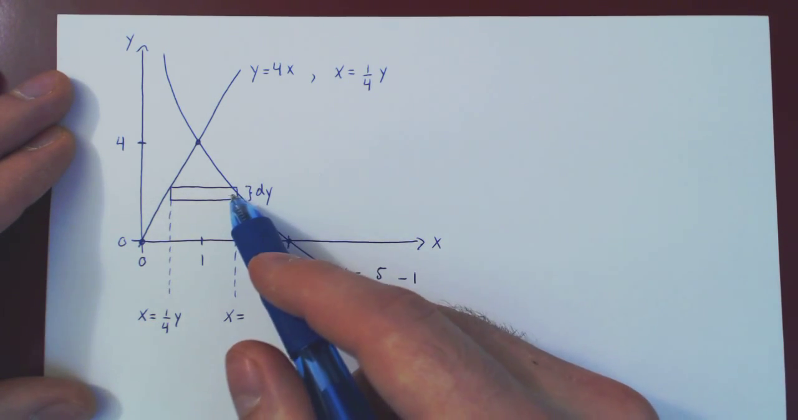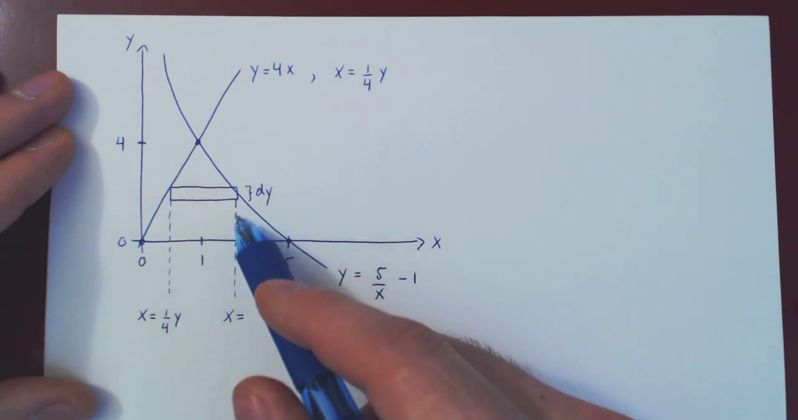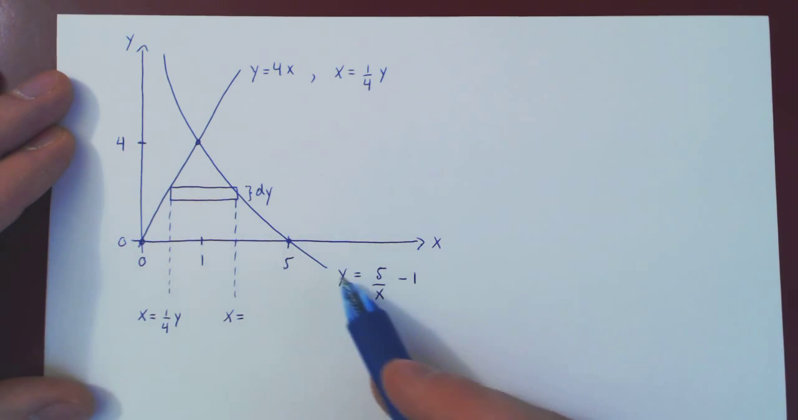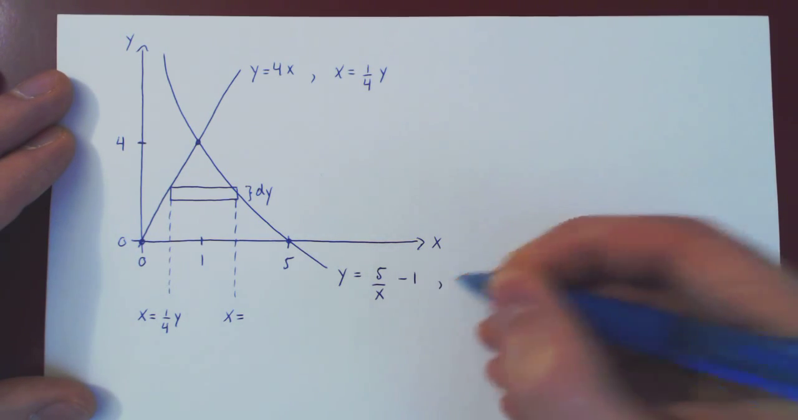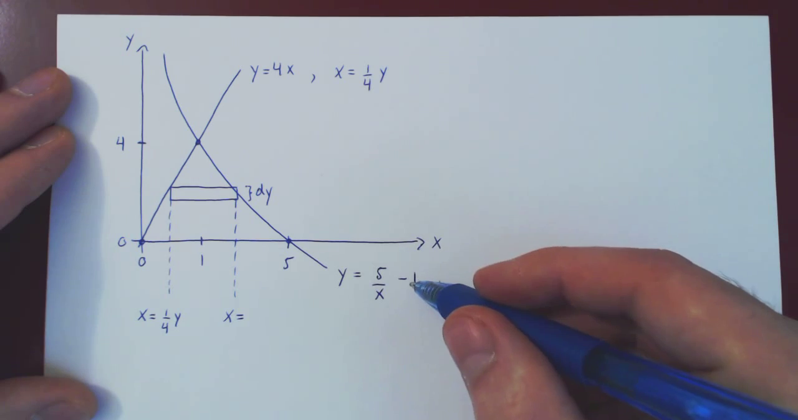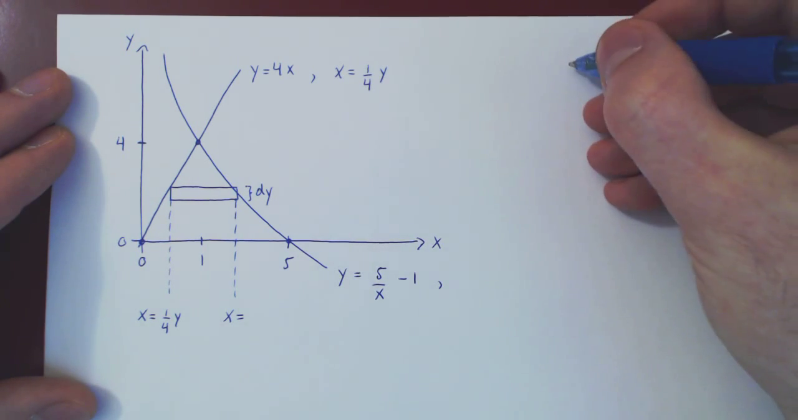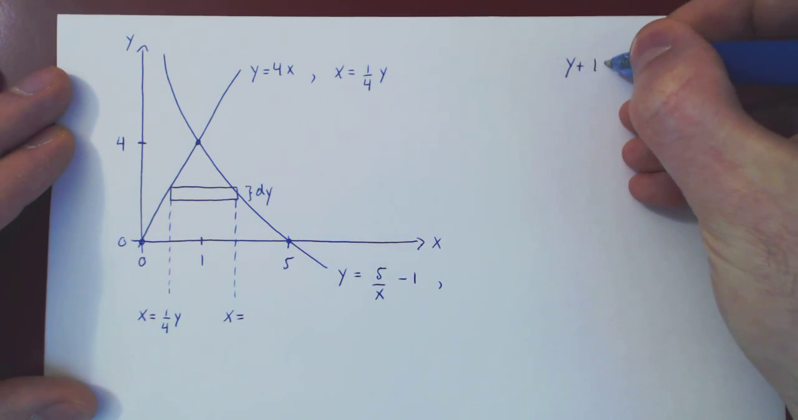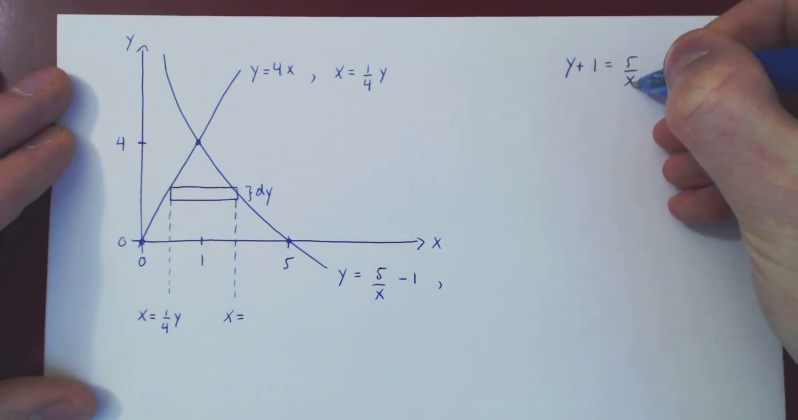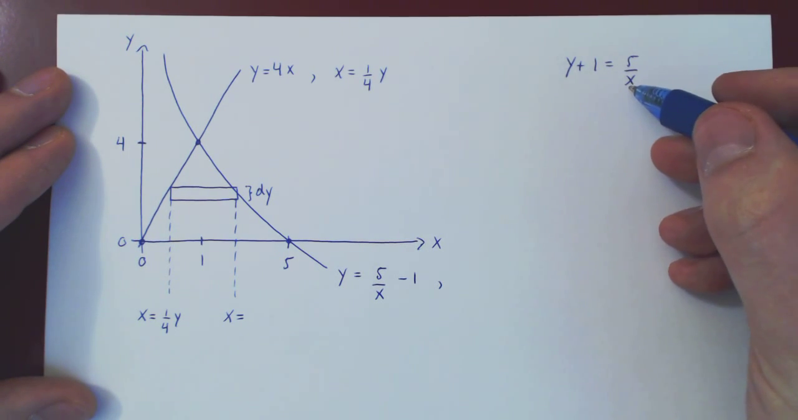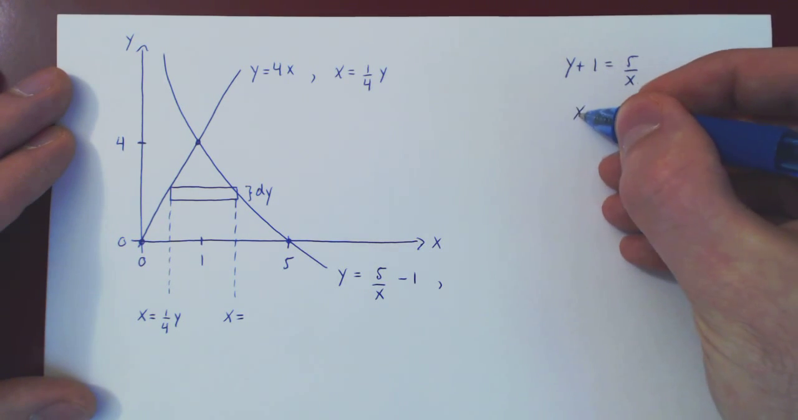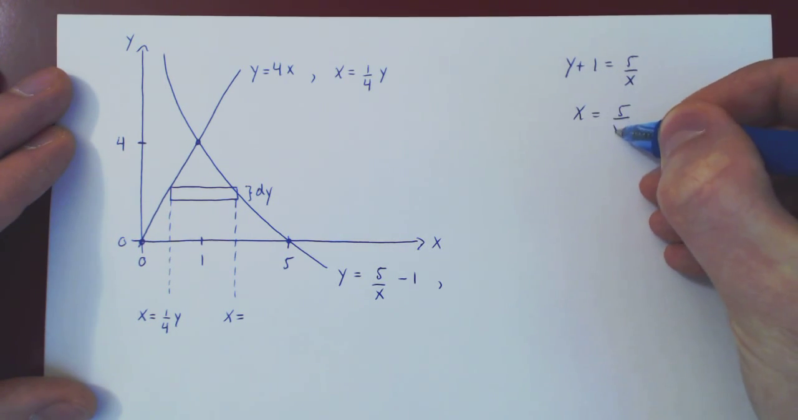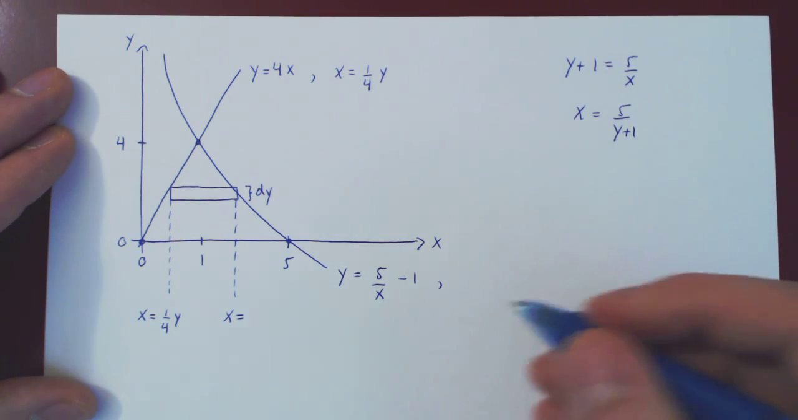Now what about this point? We're looking for the x value when we're on this curve. Well, let's solve for x as a function of y in this equation. If I add 1 on both sides, I'll get y plus 1 equals 5 over x. Send x up here, send the y plus 1 to the bottom, and you're left with x being 5 over y plus 1.